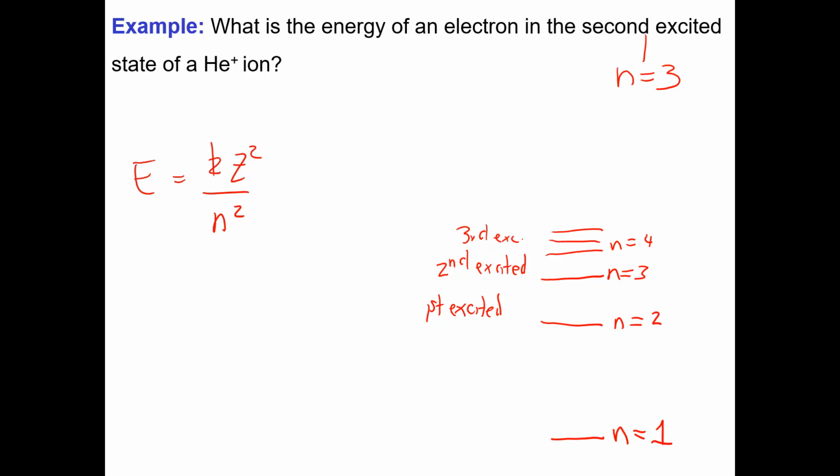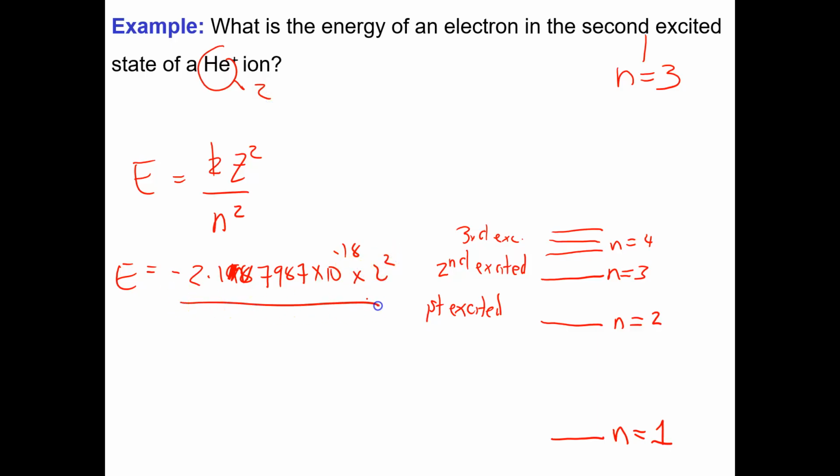Let's start solving for this one. So K, we just looked that up in our table. It's negative 2.17987 by 10 to the minus 18. Helium, atomic number 2, so times 2 squared over n squared, and we already decided what n was. It was 3, so over 3 squared. And again, we're looking for about 10 to the minus 18, 10 to the minus 19. So let's see what we get.